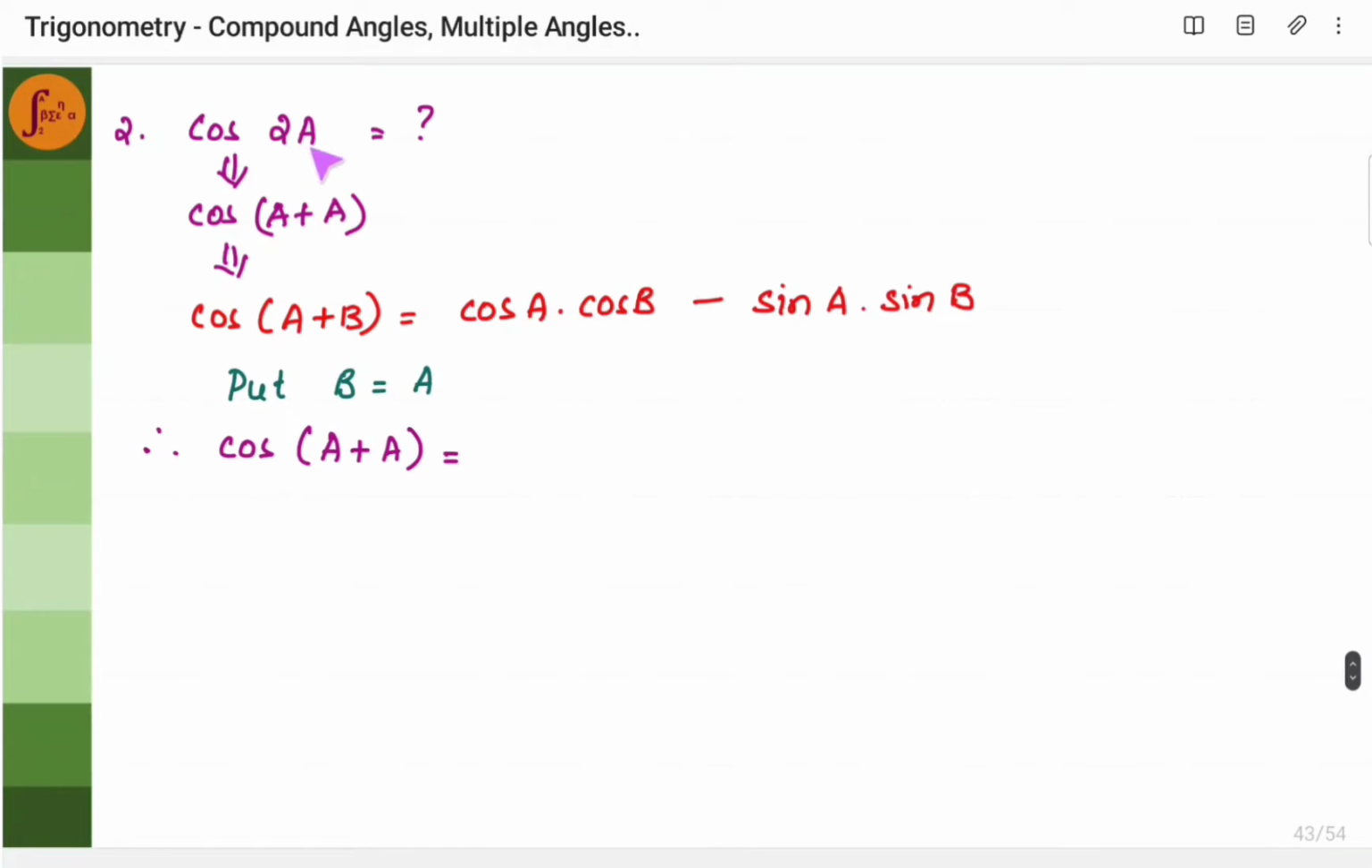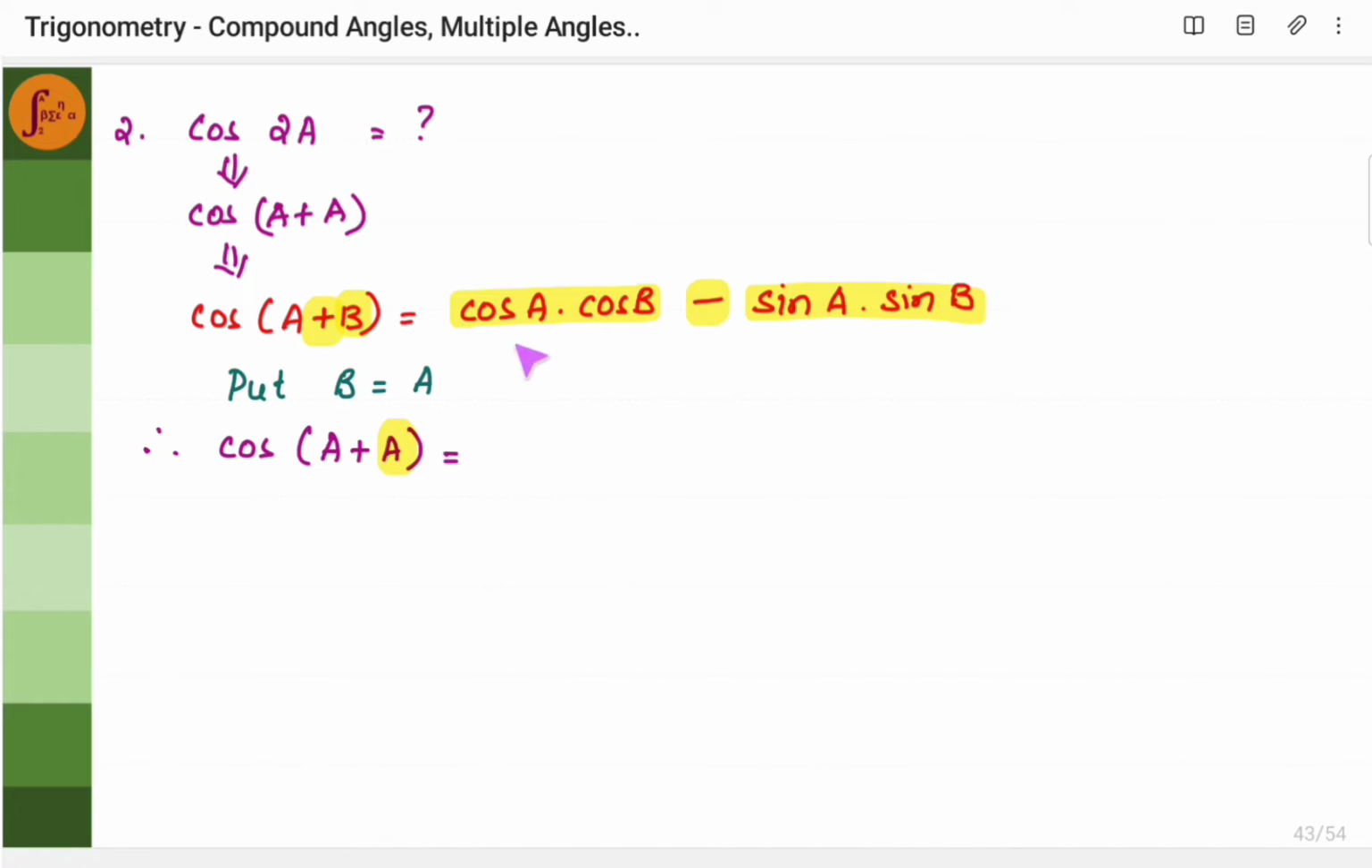Similarly, what is cos 2A? Same thing. Cos 2A is A plus A. So we'll use cos A plus B. What is cos A plus B? Cos A plus B is cos A into cos B minus sin A into sin B. So we have cos on one side and sin on the other side, and here we have plus and here we'll have minus. Now we'll substitute B as A. Why? Because we need cos A plus A, so we'll have to substitute B with A.